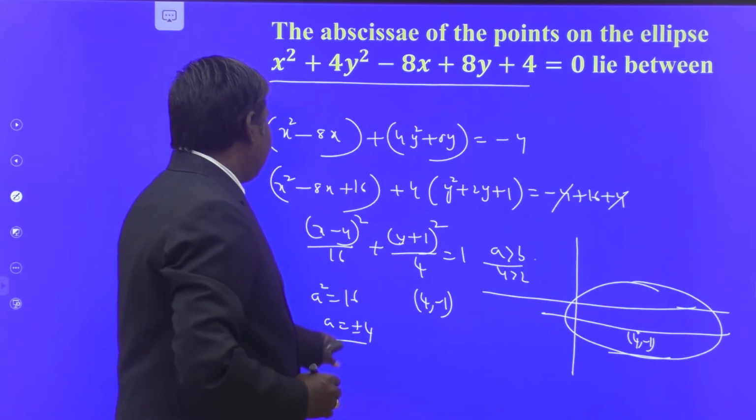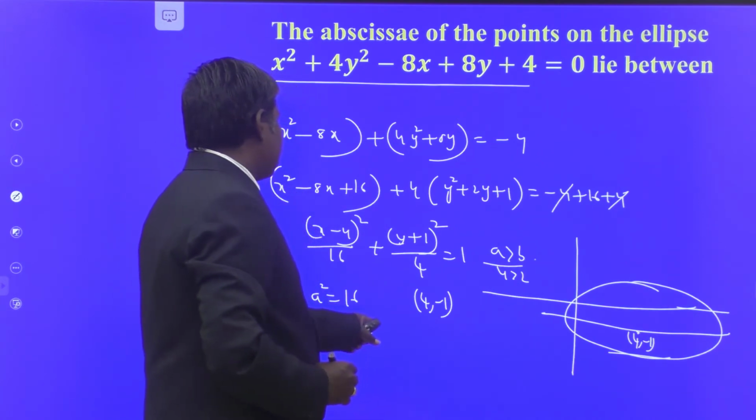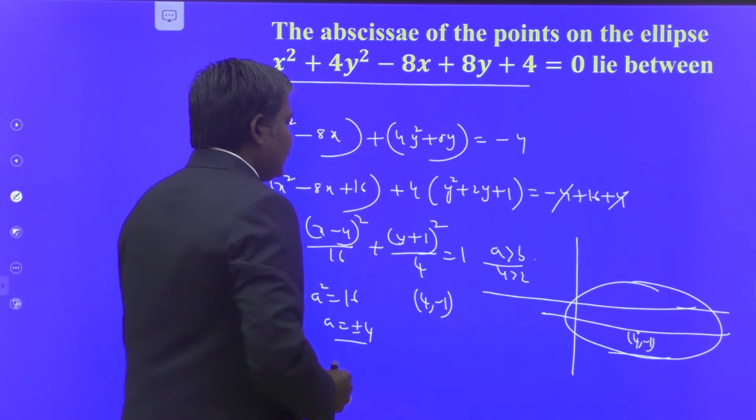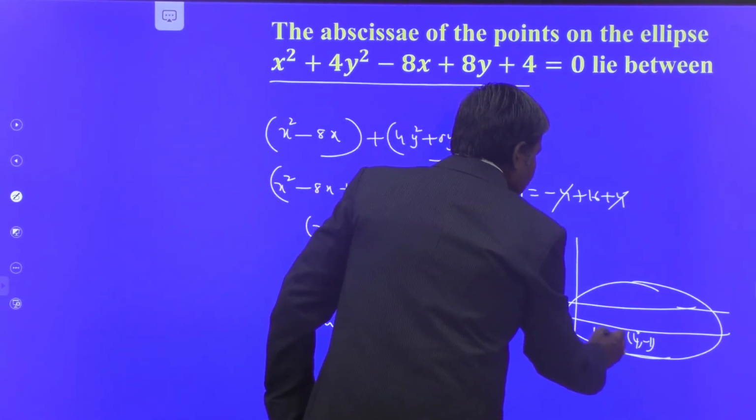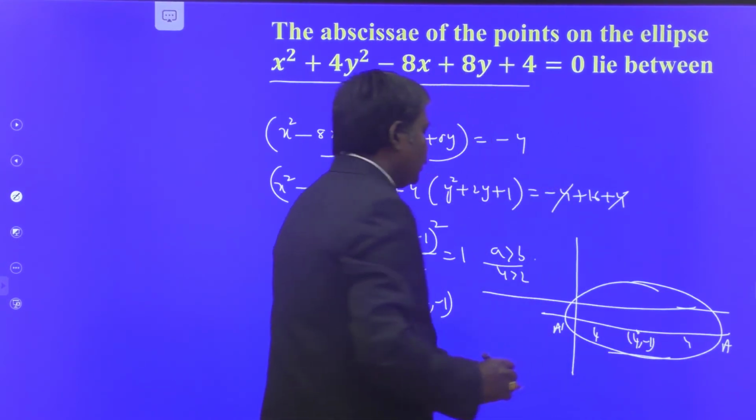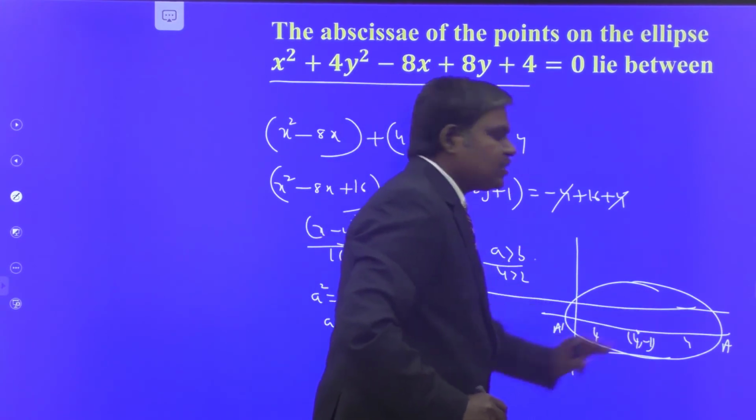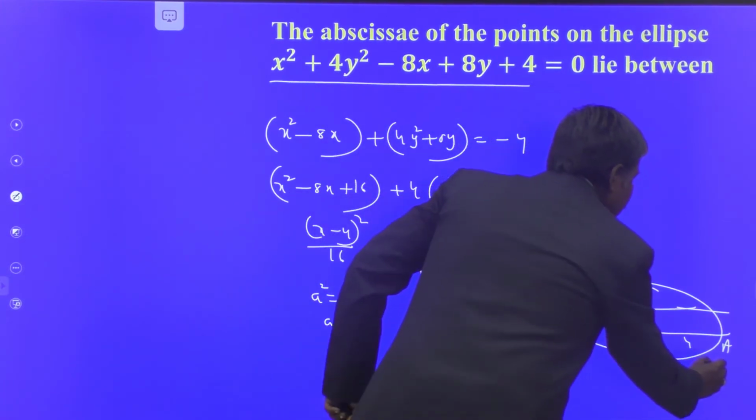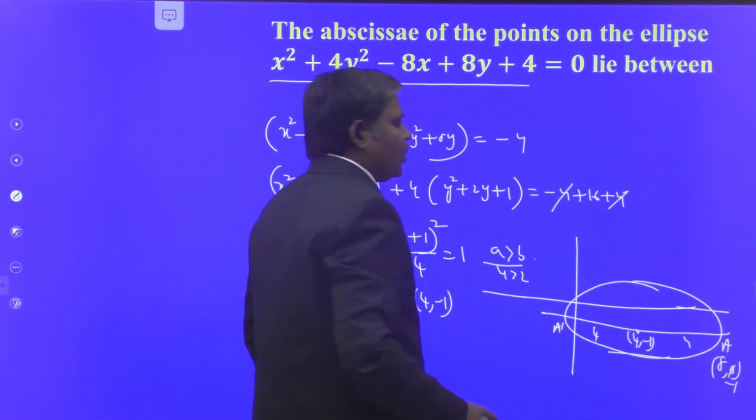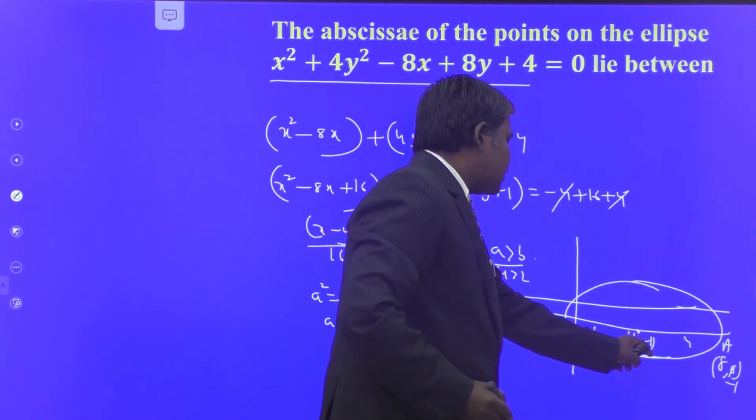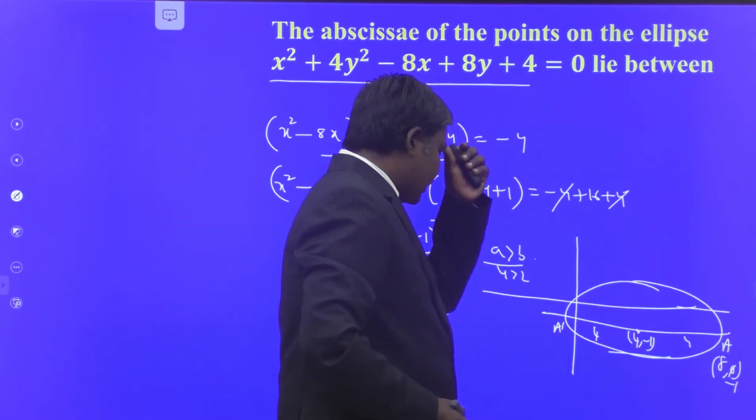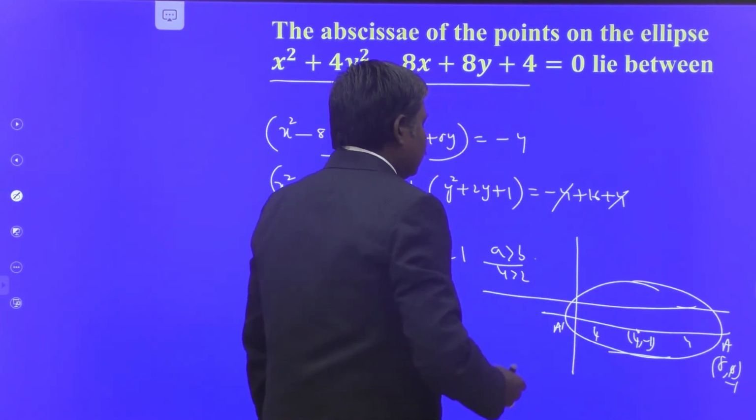A is what? Plus or minus 4. Your A is 4 units. A square is 16, so your A is equal to 4. A is always positive. That means the distance from center to the vertex is 4 units. We need 4 units left and 4 units right. So 4 plus 4 is how much? 8. That is 8 comma minus 1. The y coordinate doesn't change. And for minus 4, you have to subtract 4 from the x coordinate, that is 4 minus 4 is 0. That is 0 comma minus 1.